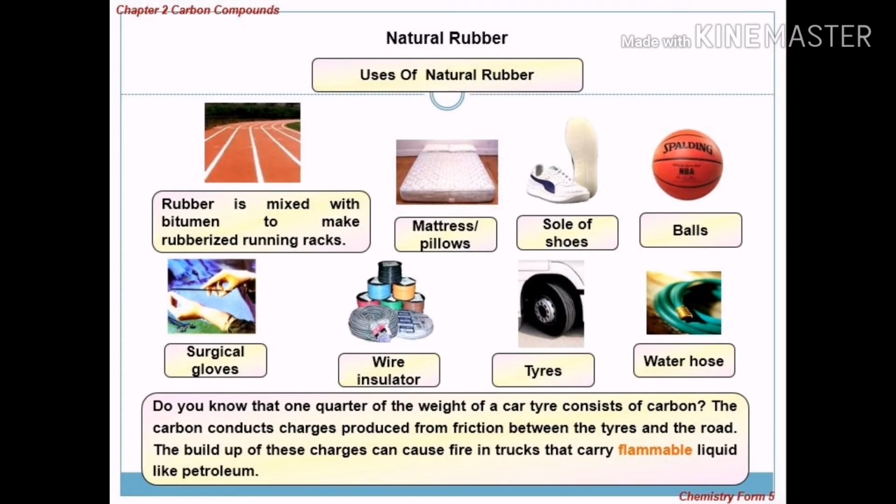Let's take a look at some of the products that contain natural rubber.